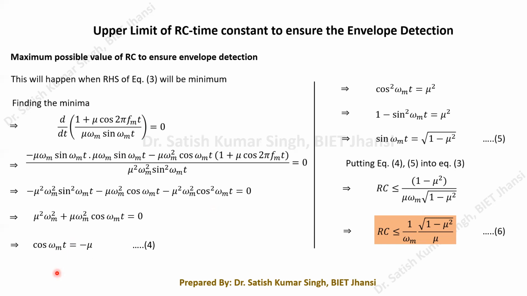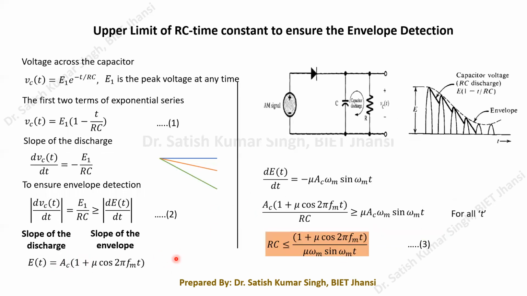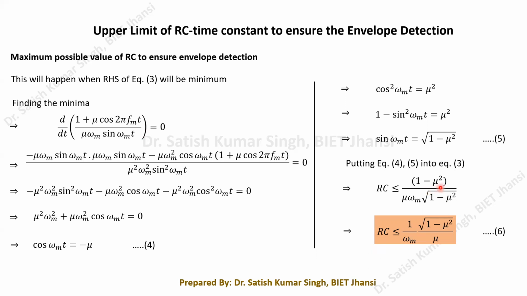And then after putting equation number 4 and 5 into equation number 3, you can see cos omega mt is equal to minus mu. So in the last expression we have cos 2 pi fmt, so here it can be substituted as mu, and sin omega mt is equal to root over 1 minus mu square. So we are going to get RC less than or equal to 1 upon omega, root over 1 minus mu square divided by mu.